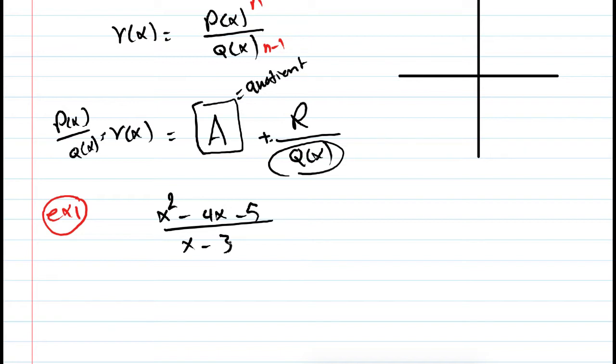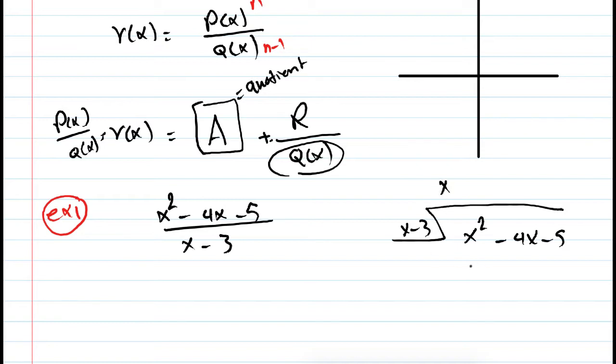Let's do the division right here. We have x to the 2 minus 4x minus 5 being divided by x minus 3. X minus 3 is the divisor. So x to the 2 divided by x, we have x right here.